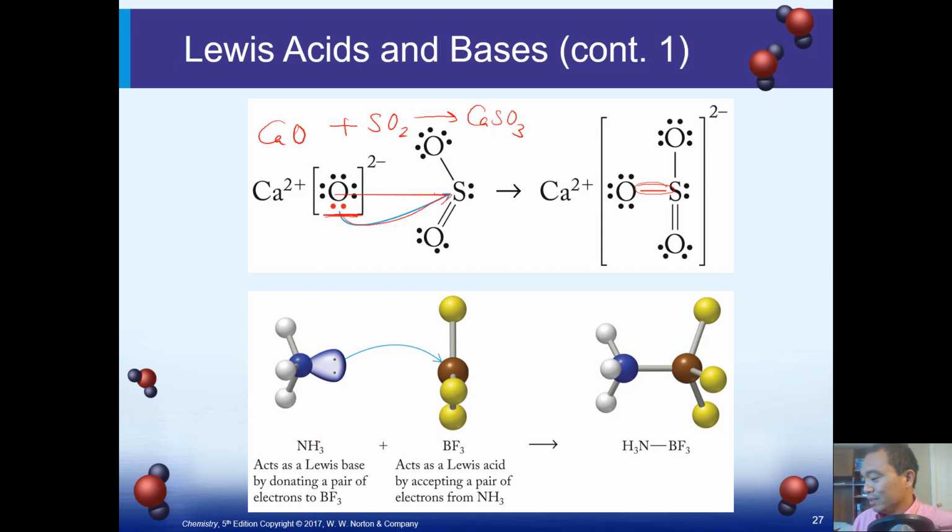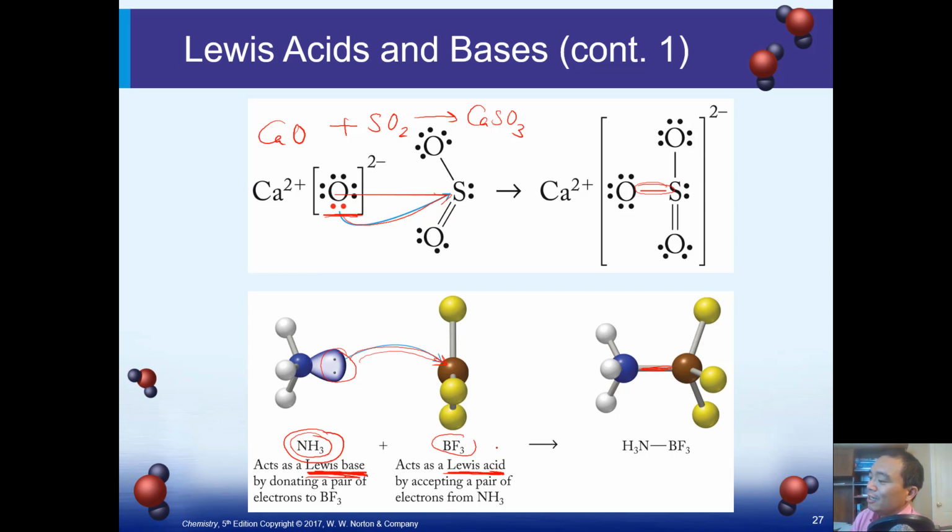Another example is ammonia reacting with boron trifluoride. What happens is the lone pair of nitrogen is donated to the boron center. The boron center only has 6 electrons in that Lewis structure, so it forms a bond between nitrogen and boron. In this process, you can see ammonia donates a pair of electrons to boron. So in this case, ammonia is the Lewis base and BF3 is the Lewis acid.